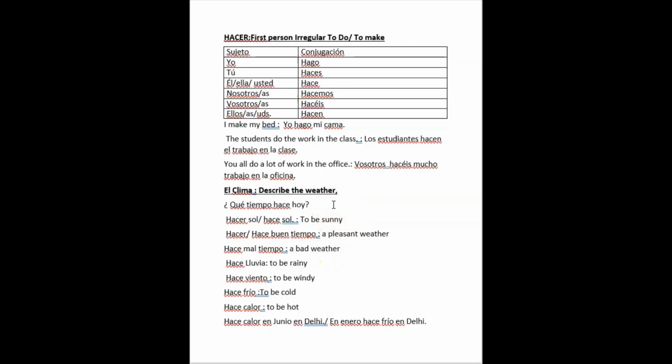So if you want to say how's the weather today, it will be ¿qué tiempo hace hoy? Otherwise, if you want to describe certain weather conditions like sunny, pleasant weather, good weather, bad weather, cold, hot, etc., you can use one of these expressions to answer that question.